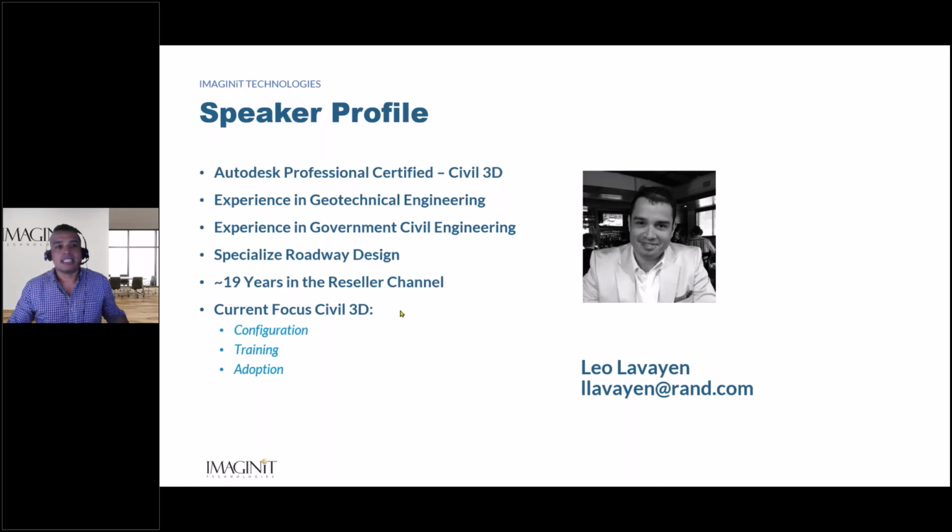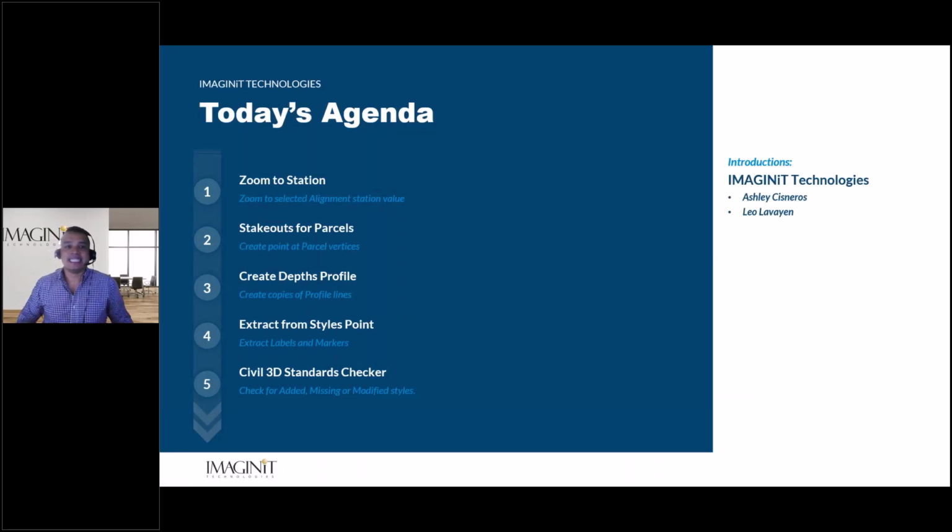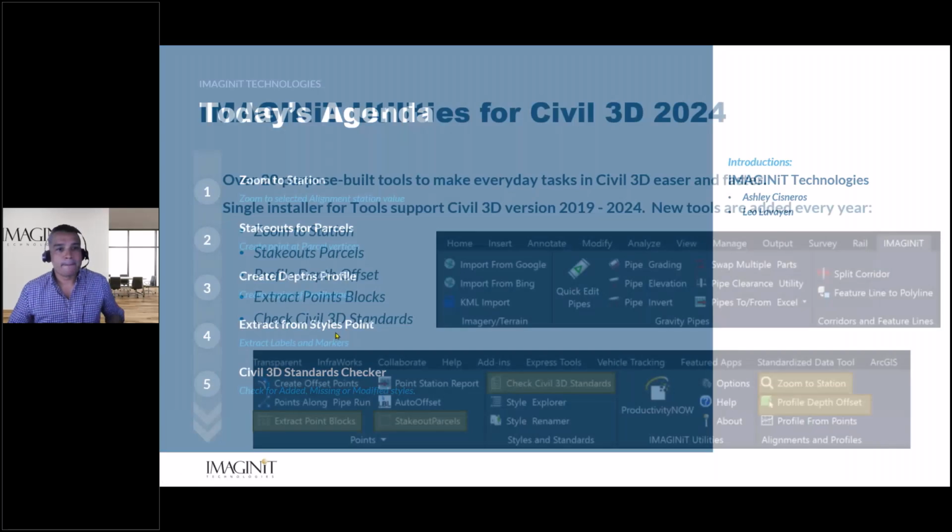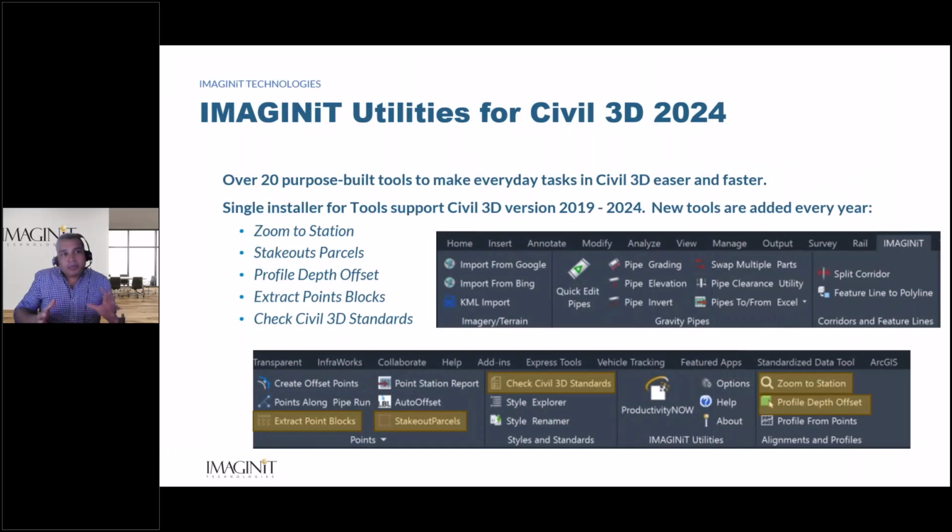Now, jumping into today's agenda, we're going to be looking at the 5 new tools that we're introducing this year: the zoom to station, the stakeout for parcels, the create depth for profiles, the extract styles from points, and the Civil 3D standards checker. This will be an update session focusing on new functionality. We will not be covering all the tools that are part of our installer.